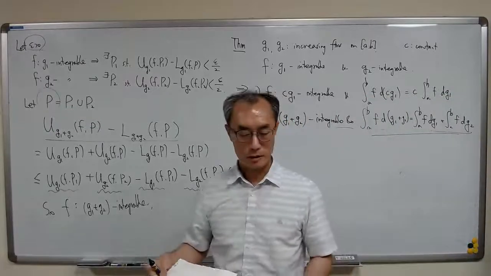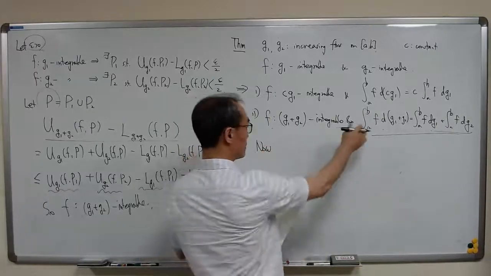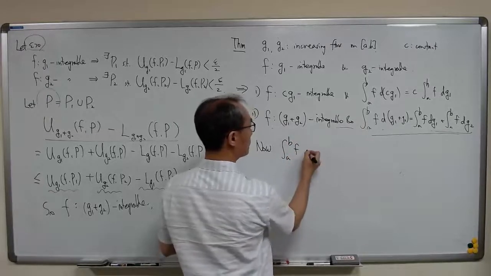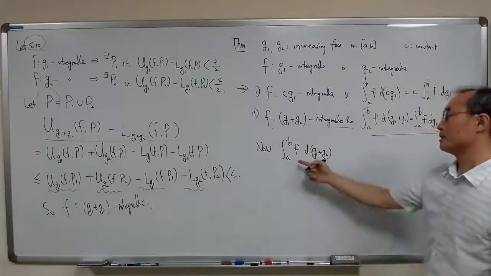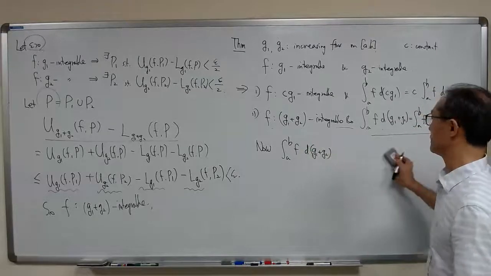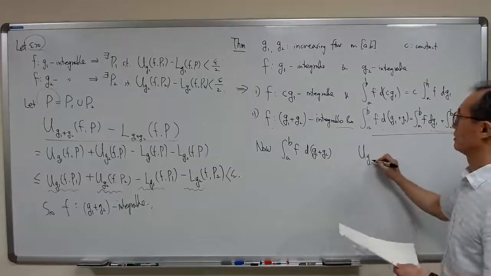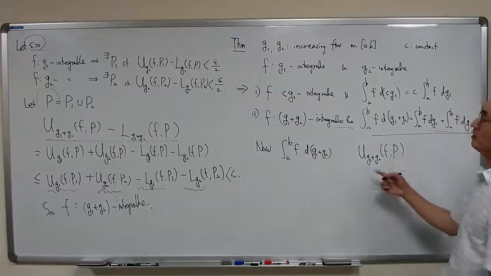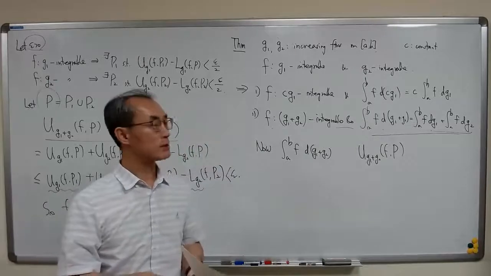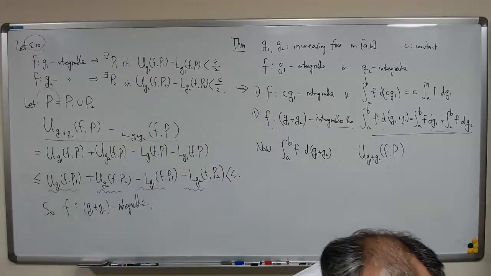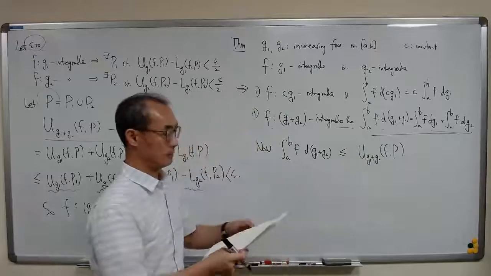So to prove this equality, let me compute. Let me start with the reference line. The Stieltjes integral of function f with respect to the sum of two functions, g1 and g2. This is the Stieltjes integral, which agrees with the upper Stieltjes integral or lower Stieltjes integral. If you compare this against a particular upper Stieltjes sum, the upper integral is the infimum of all possible upper sums. So a particular upper sum is greater than or equal to the upper integral.